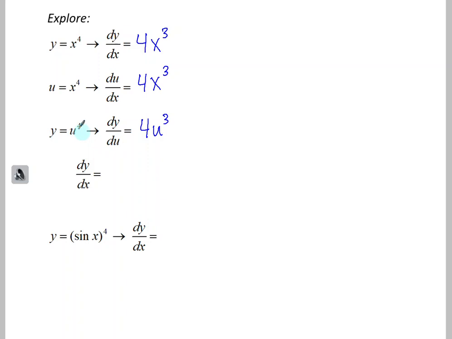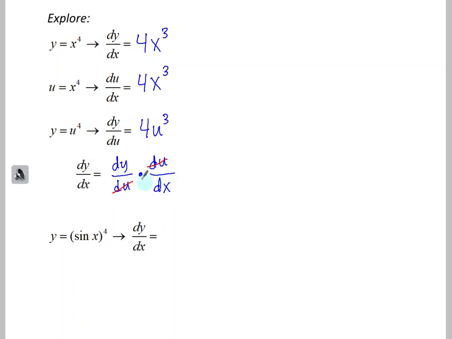Well, what if y equals u to the fourth, and instead of dy/du, we want the derivative of y with respect to x? But this is not a function of x. So first, we go through dy/du, but then to get dx in the denominator, but no du in the denominator, we multiply by du over dx. Notice how du divided by du will cancel out to leave us with dy divided by dx. This is called the chain rule.